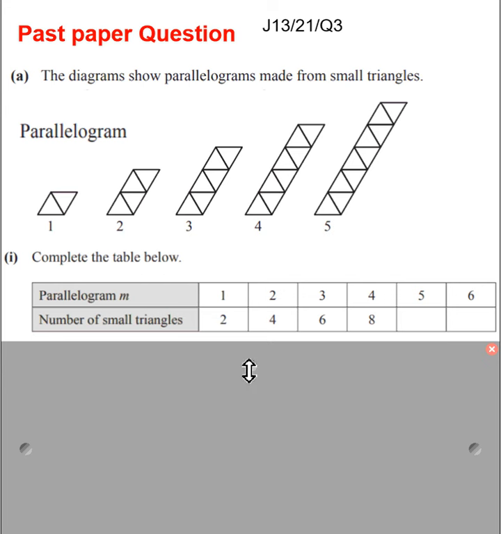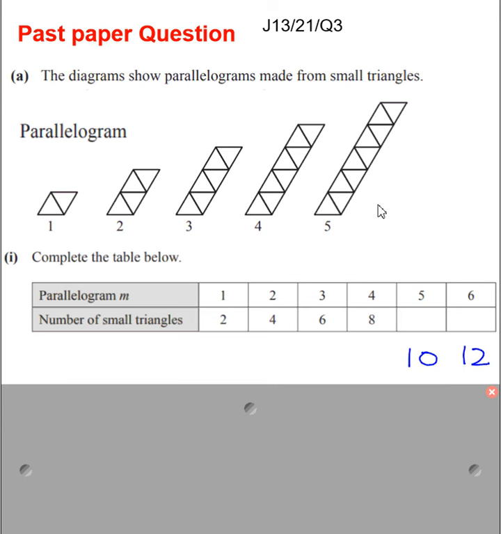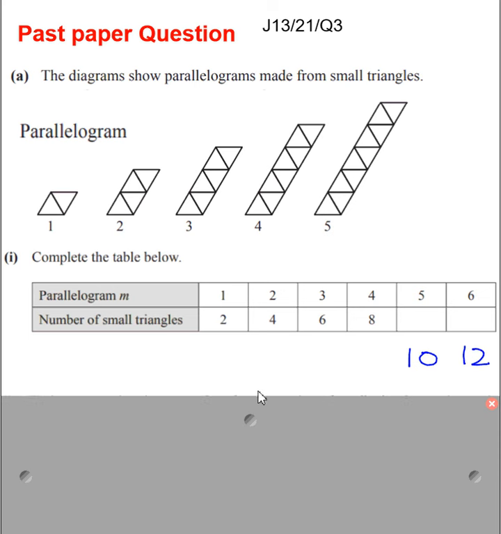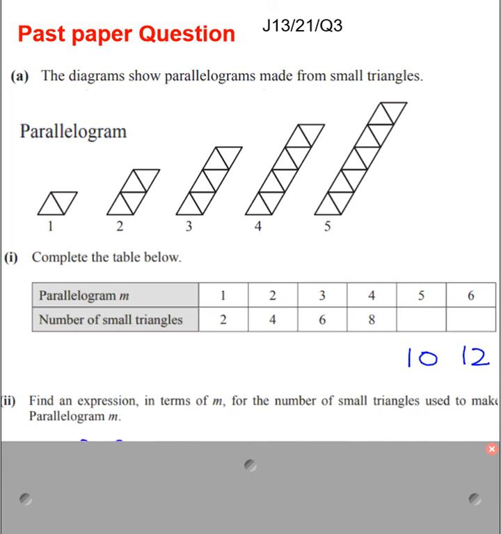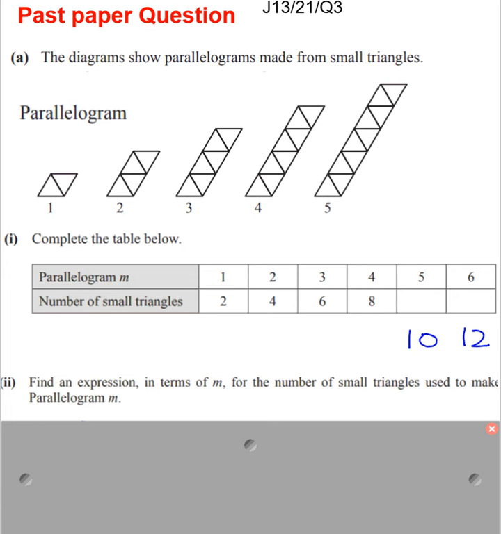We are just adding 2 in each. So next, the parallelograms will have 10 and 12 triangles, right? Now keep watching it carefully, because the last part is very interesting and connected with part A and B. Right now we are doing part A.